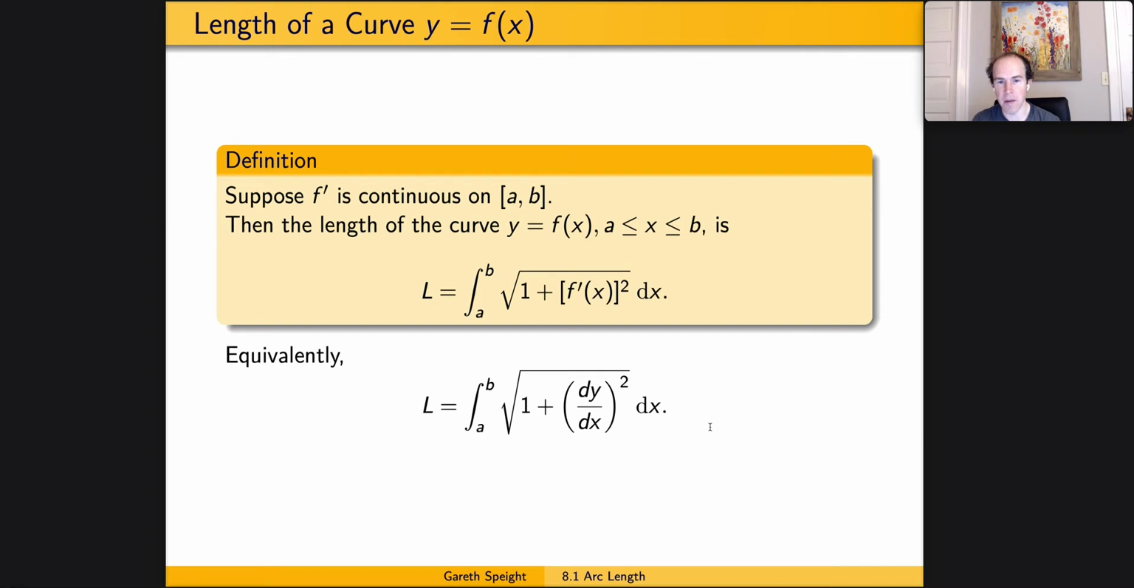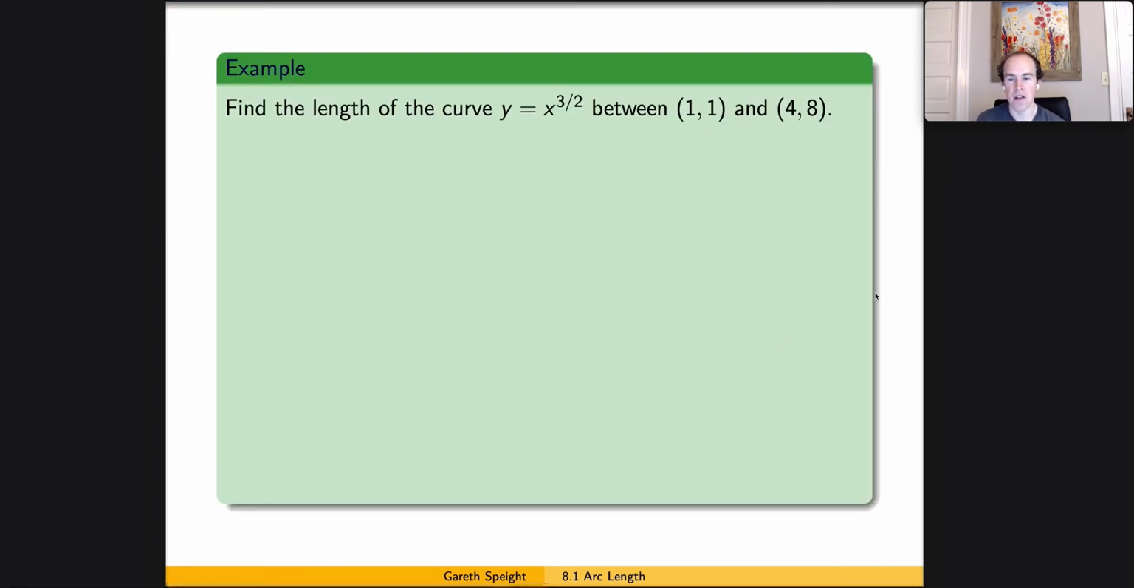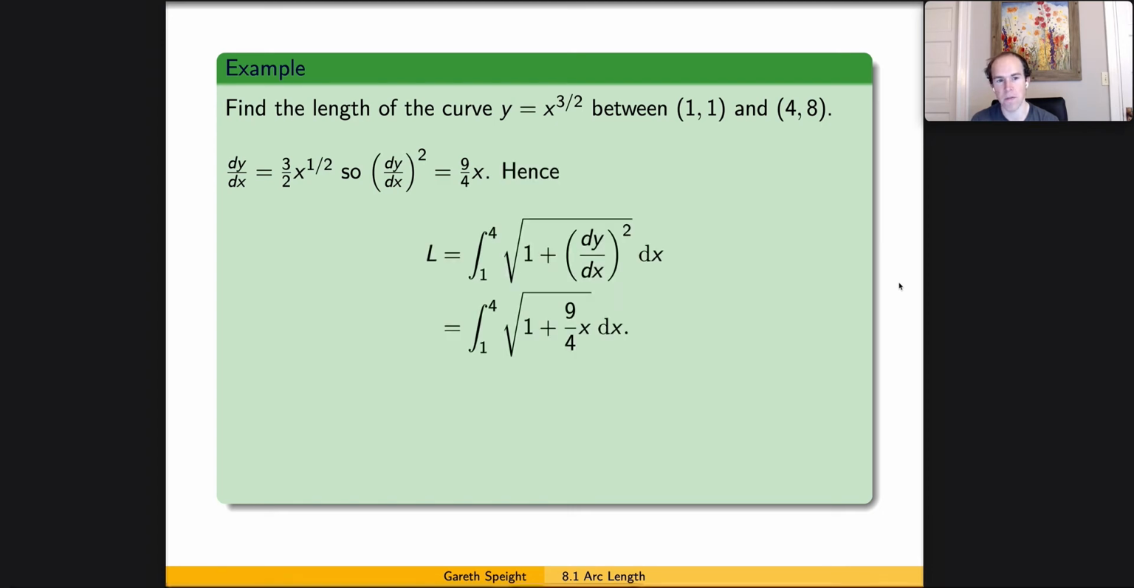Okay, so let's do an example. So here is our key formula. Please put this on your formula sheet if you have one. So y is x to the 3 over 2, and we want to find the length of the curve between the points (1, 1) and (4, 8), both of which lie on the curve. So all we have to do is find the square root of 1 plus dy over dx squared and integrate it. So dy over dx is 3 over 2 times x to the half, differentiating with the power rule. If we square that, we're squaring both terms, we get 9 over 4 times x. The square root of x all squared gives us x.